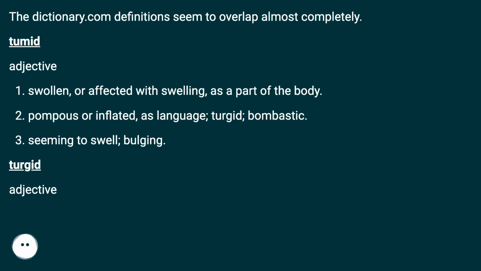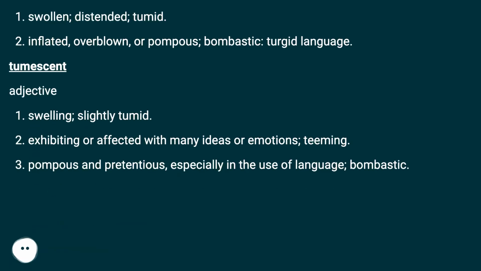Tumid. Adjective. Swollen or affected with swelling, as a part of the body. Pompous or inflated, as language; turgid, bombastic. Seeming to swell, bulging. Turgid. Adjective. Swollen, distended, tumid. Inflated, overblown, or pompous; bombastic, turgid language.